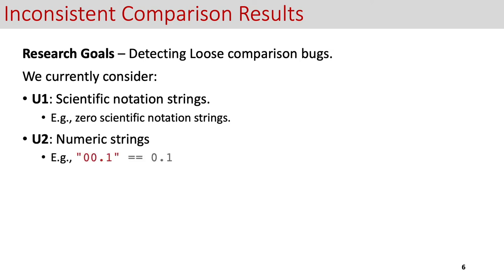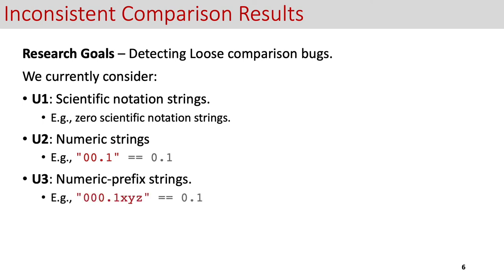And second, numeric strings where the operands start with numeric content and are eventually evaluated as numbers instead of strings during the loose comparison. For example, a numeric string of 0.0.1 can be compared with the following number 0.1. It can produce an inconsistent result of 2.